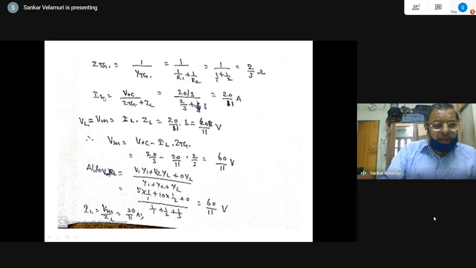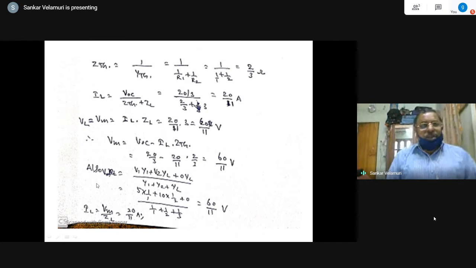Instead of computing IL like this, compute Vm directly, and then Vm by ZL gives you 20 by 11, which is the load current. So there are two ways in which it can be done. That is the essence of Millman's theorem. One essential precaution for solving this problem is that the voltage sources are considered to be in parallel, with no element between them. The load impedance can also be taken as a zero current generator connected across it.